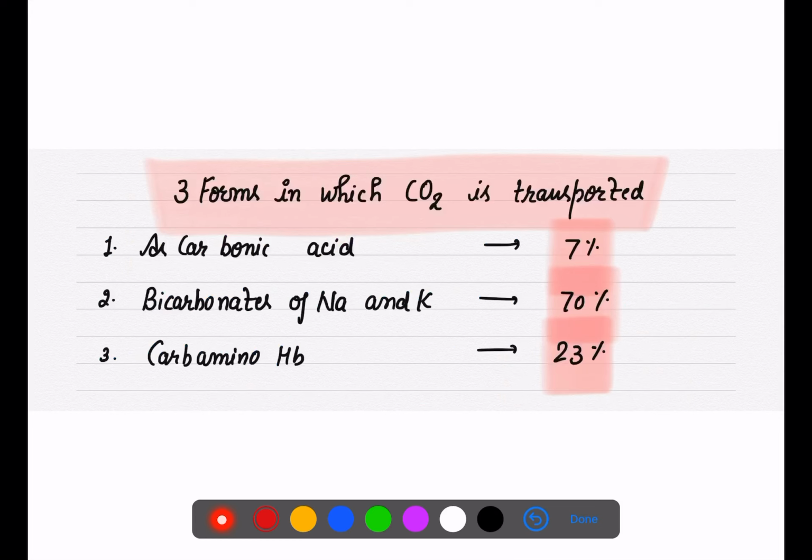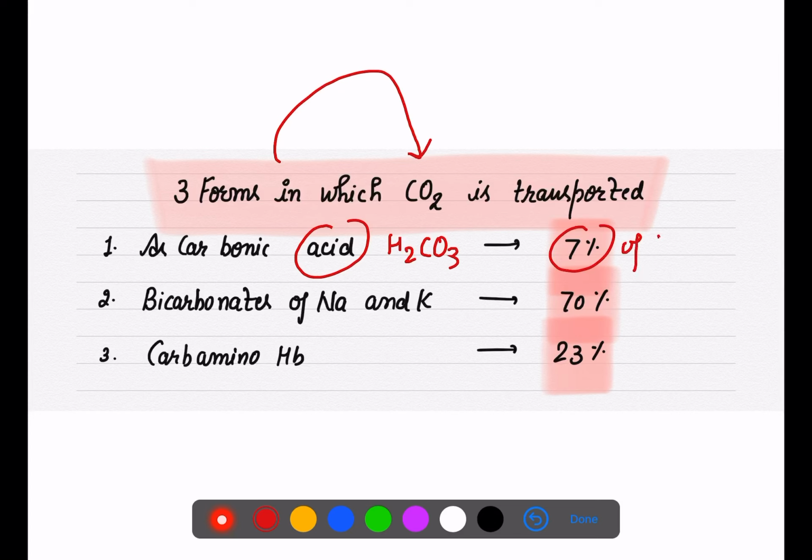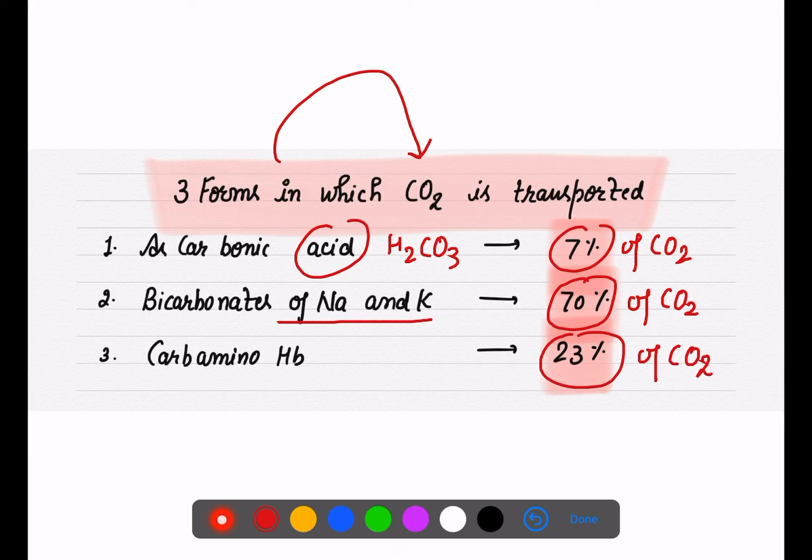So we discussed three forms today in which CO2 is transported. First, as carbonic acid, where only 7% is transported. Then 70% of CO2 is transported as the bicarbonate of sodium and potassium, and 23% of CO2 is transported as the carbaminohemoglobin complex.